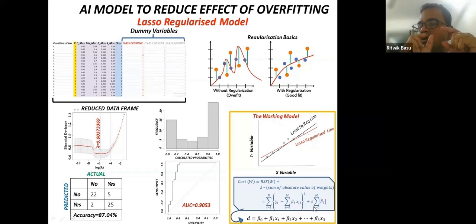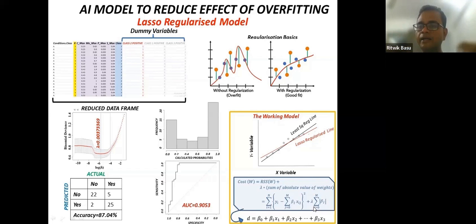So lambda is what we call a penalty parameter or penalty component. Lambda is multiplied to the sum of the modulus of the slopes. There is not one slope; if it is a plane or a hyperplane, there are many slopes. So we are multiplying each slope with that parameter called lambda, which is my penalty parameter.